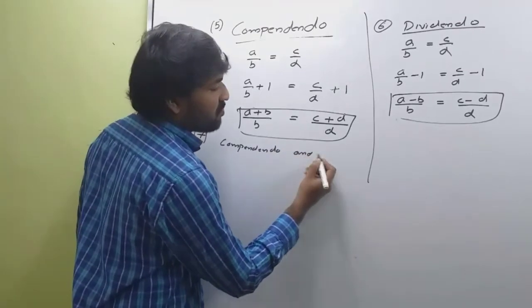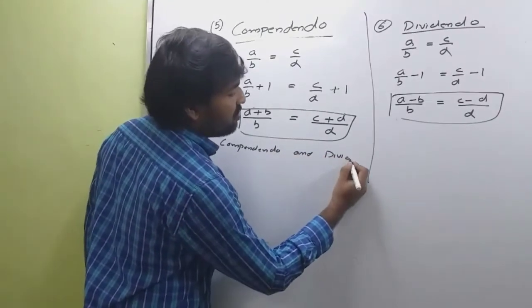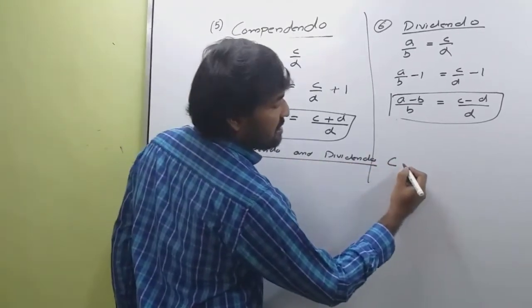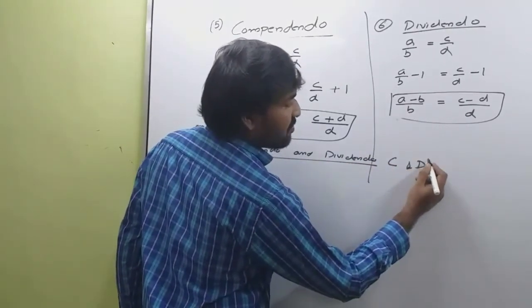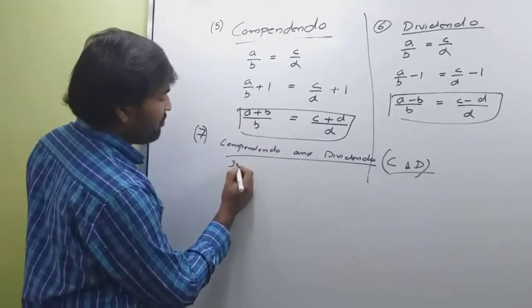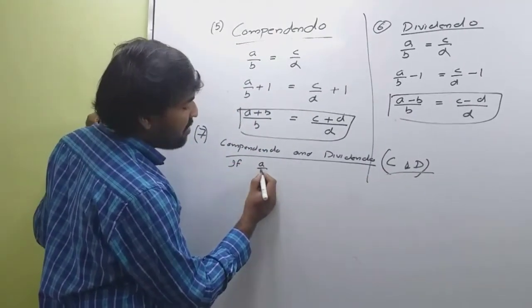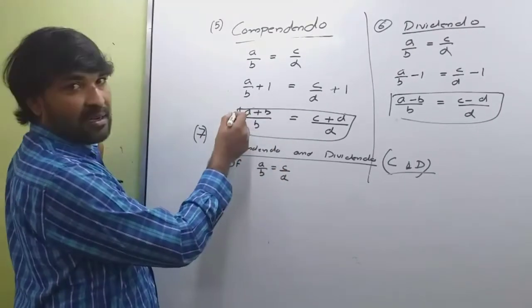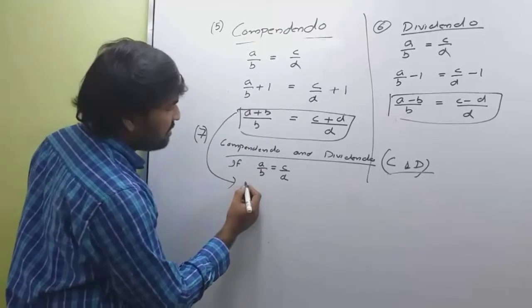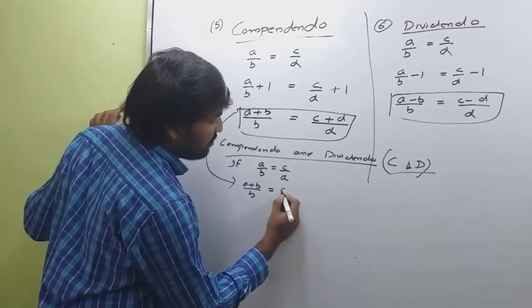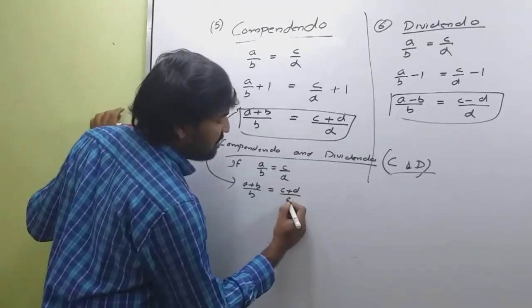And dividendo. That is C and D. C and D is read as componendo and dividendo. A by B is equal to C by D. Then the componendo is A plus B by B is equal to C plus D by D.